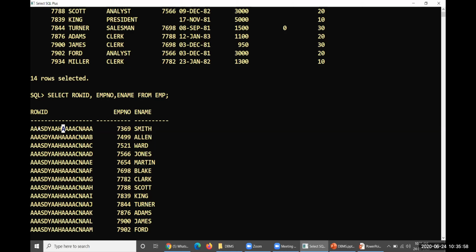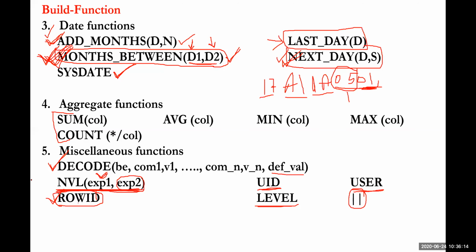Totally 18 digits will be there here. It is actually a hexadecimal value. So 18 digits are there, and these 18 digits are divided into this particular form. That is all about the ROWID.